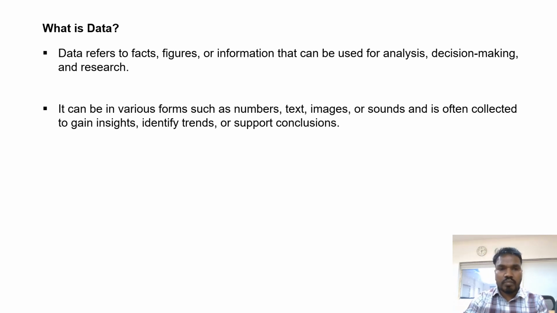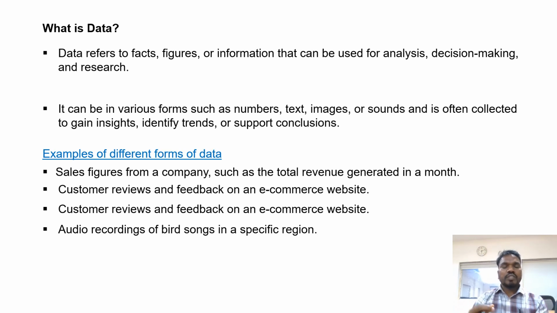For example, if you see the sales figures from a company, we are talking about sales numbers in a particular month, in a particular year, right? So which form of data is this? It is numbers. And second, now if you see the customer reviews and feedback on an e-commerce website.